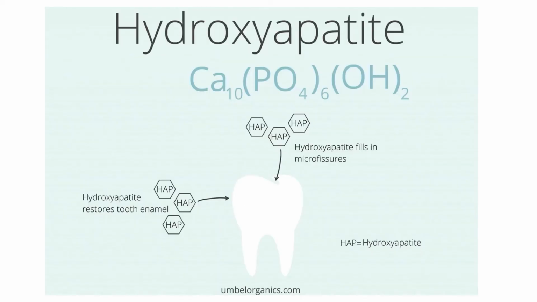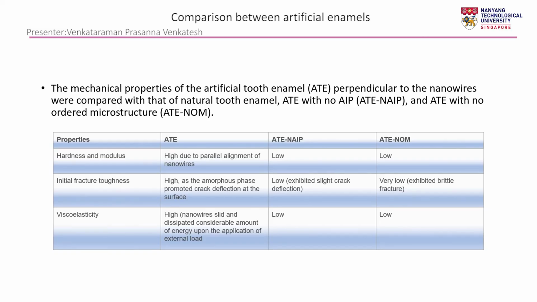This slide illustrates some of the advantages of hydroxyapatite, which is one of the most common elements present in artificial tooth enamel. The mechanical properties of artificial tooth enamel were compared with those of artificial tooth enamel without an amorphous intergranular phase, which is ATE-NAIP, and artificial tooth enamel without an ordered microstructure, which is ATE-NOM.